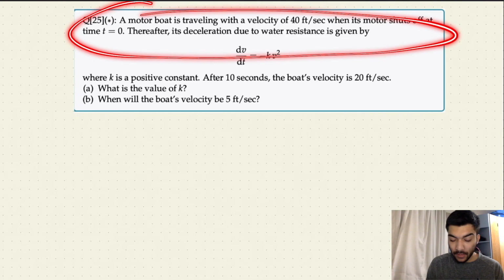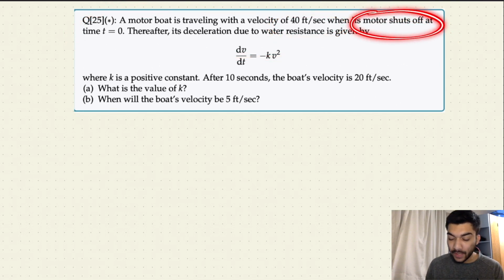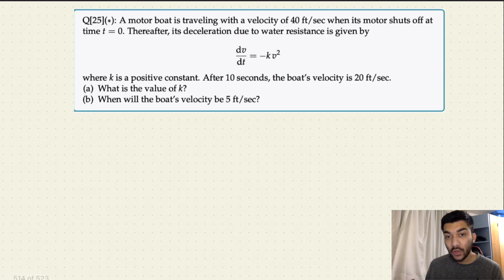So in this question, we have been given that a motorboat is traveling with a velocity of 40 meters per second when its motor shuts off at time t equals 0. And we have been given that the deceleration, the negative acceleration due to water resistance, is given by this equation over here. And it makes sense as well, right? If the motorboat is traveling and the motor shuts off, then the speed would be decreasing, right? The speed would definitely be decreasing as time increases, right? So that is why our dv by dt, which is a change in velocity with respect to time, is also negative in this case, because we have been given that k is a positive constant, so k is positive, v square is already positive. So our change in velocity with respect to time is negative, right? And this is the same thing which perfectly aligns with our intuition as well, right?